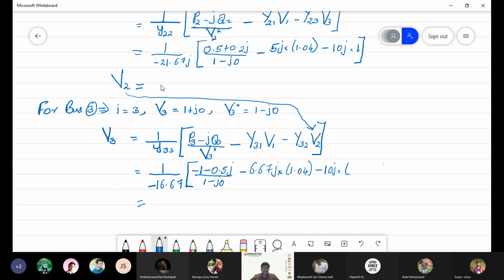If you have scientific calculators, please put your calculators in complex mode, all right? Then only it will be easy to put in all these things directly, this J and everything. Therefore, we can easily get the value. Please substitute and tell me the right value so that we can proceed.